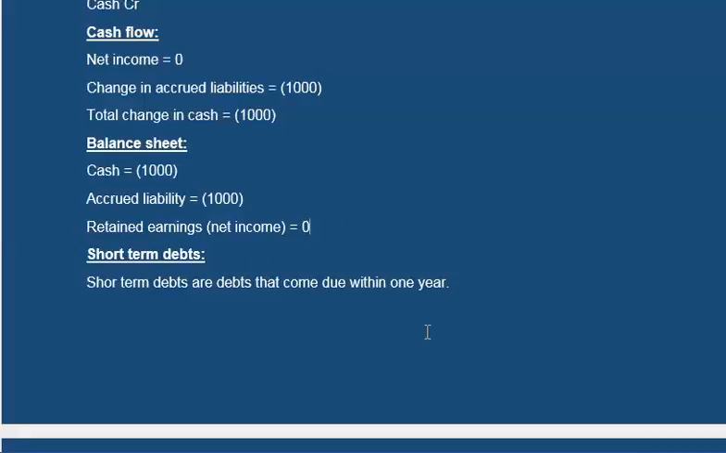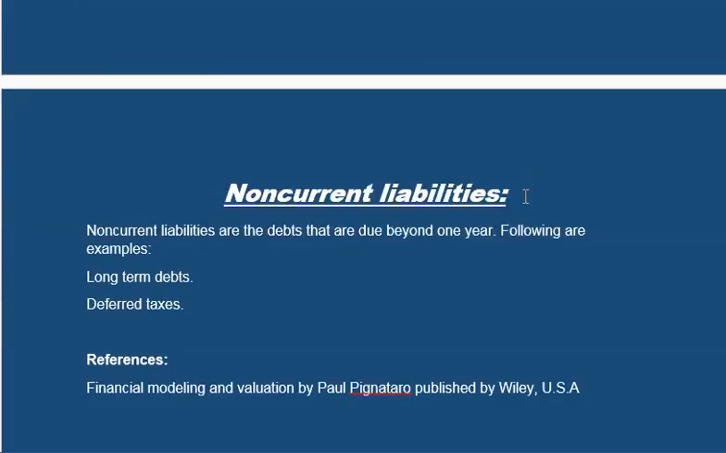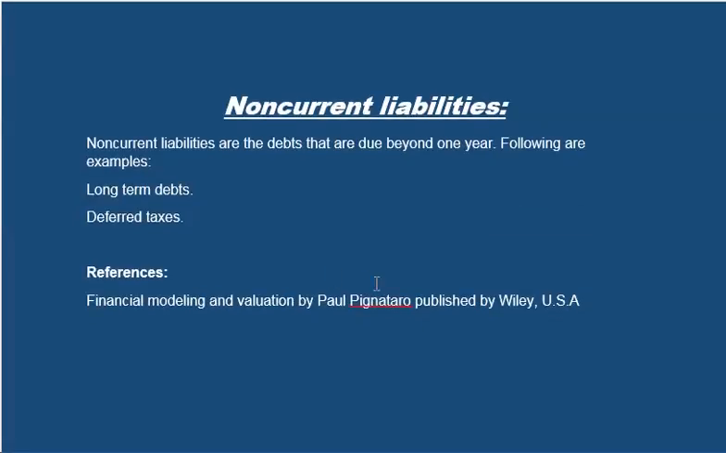Short-term debts. Short-term debts are those that come due within 1 year. Non-current liabilities. Non-current liabilities are debts that are due beyond 1 year. Following are examples: long-term debts, deferred taxes.